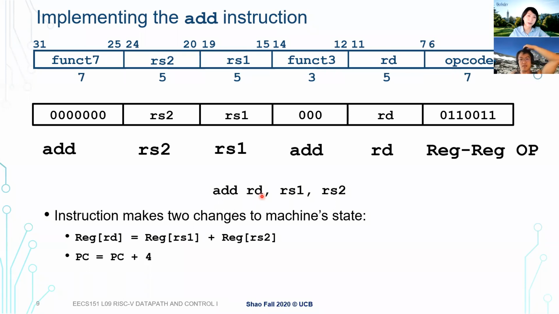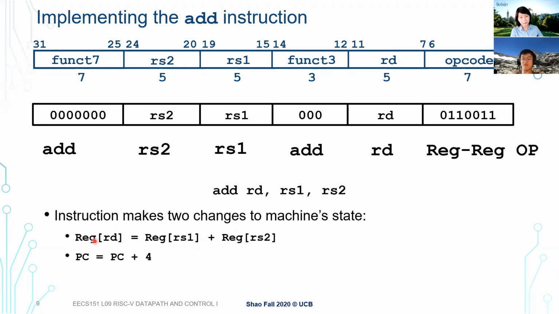So first, we are writing to a particular register, right? So we're updating a register. The first change it makes is to write to the destination register with the sum of the value from RS1 and the value from RS2. So we are updating this register.